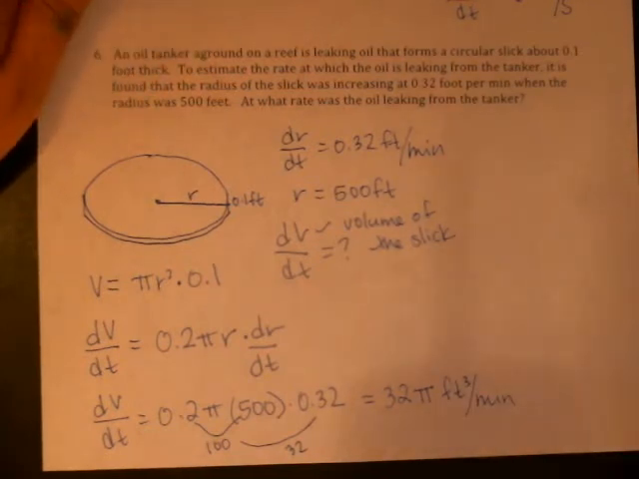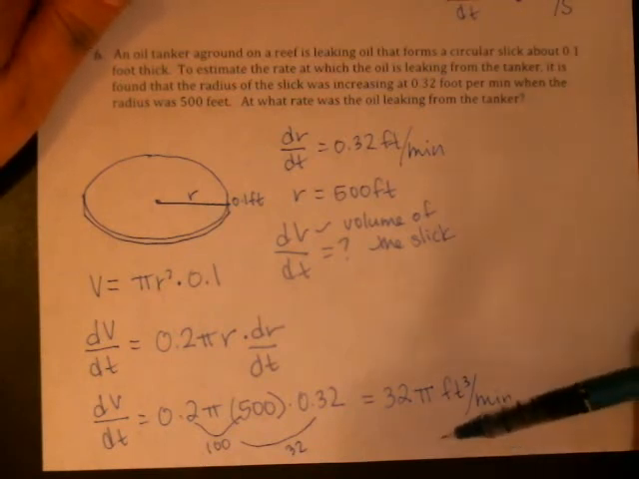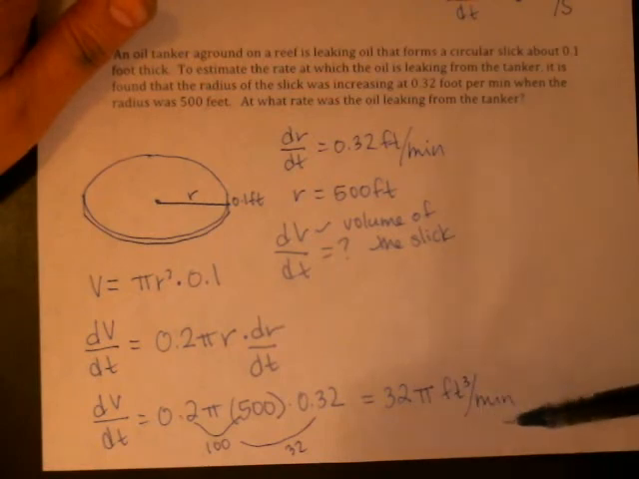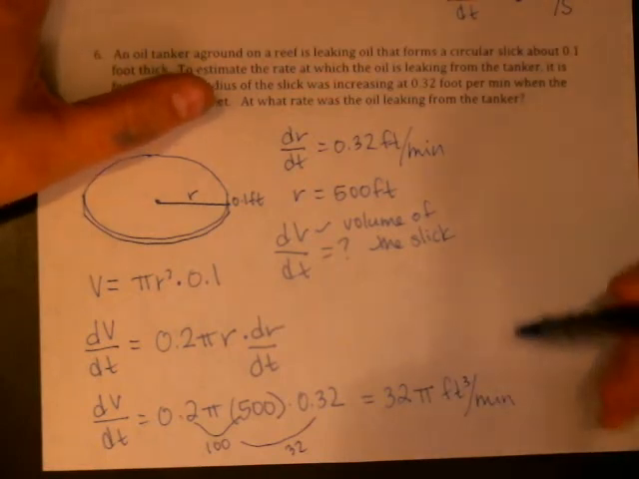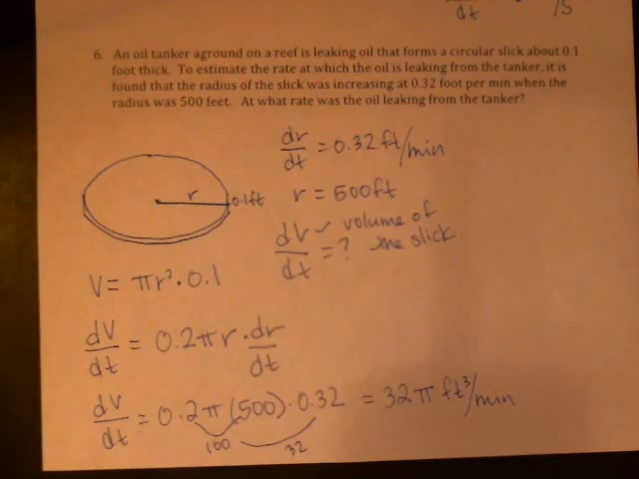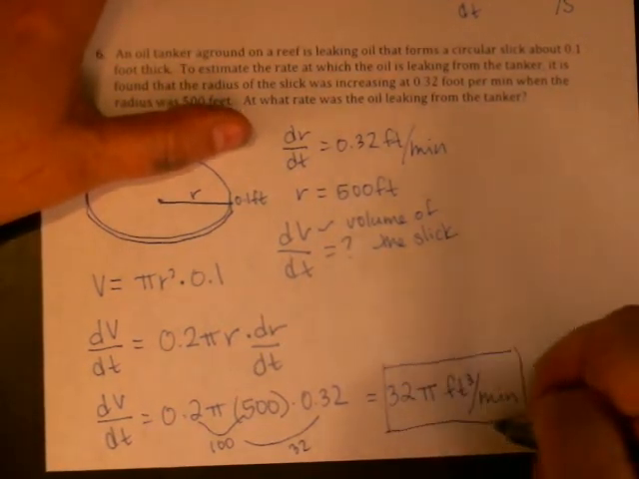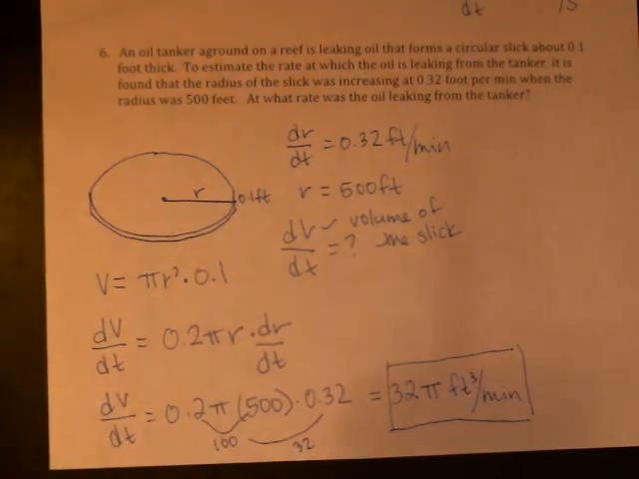And then I do want to think about this a little because this is the volume of the slick. The volume of the slick is increasing by 32 pi cubic feet per minute, and the question was really at what rate is the oil leaking from the tanker, but I actually think we're still fine to say that. The amount of oil added to the slick is exactly the same as the amount of oil lost from the tanker. All right, thanks for watching.